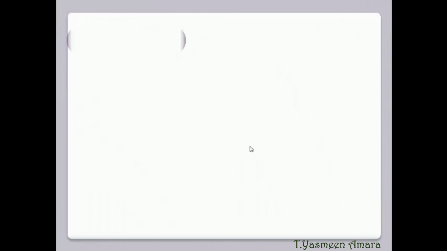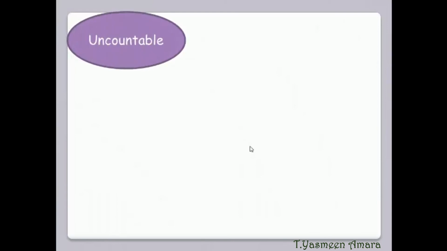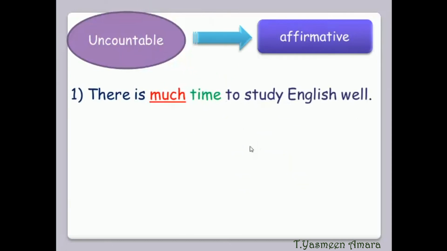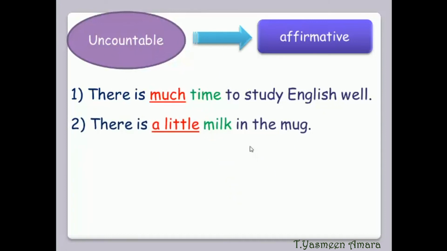Now we will start with uncountable nouns in affirmative form. Look at these examples. There is much time to study English well. Time is an uncountable noun, so we use much with uncountable nouns, okay? Number 2, there is a little milk in the mug. Milk is a liquid, so it's an uncountable noun. We use a little with liquids, uncountable nouns.